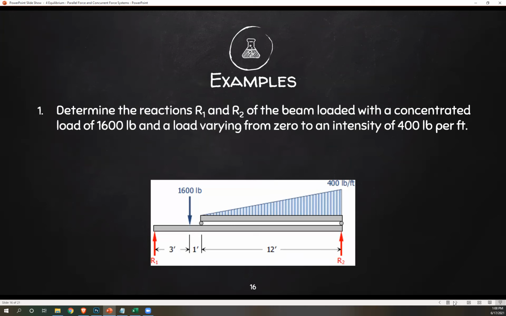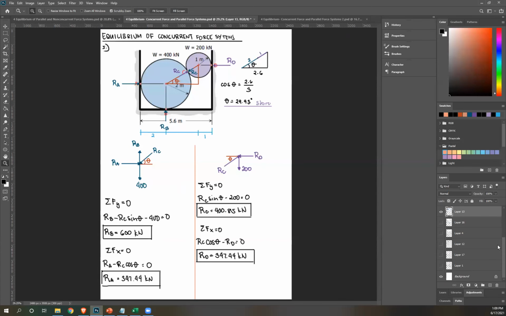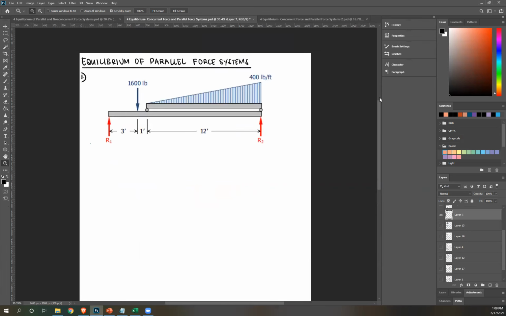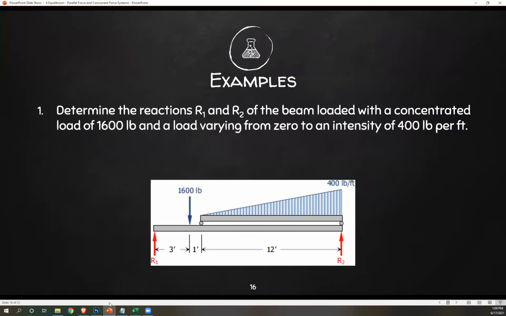Determine the reactions R1 and R2 of the beam loaded with a concentrated load of 1,600 pounds and a load varying from 0 to an intensity of 400 pounds per foot. Okay, so to save time, I'm going to solve this on my own. So please listen to how to solve for these types of equations. So once again, what's the goal? Determine the reactions R1 and R2.